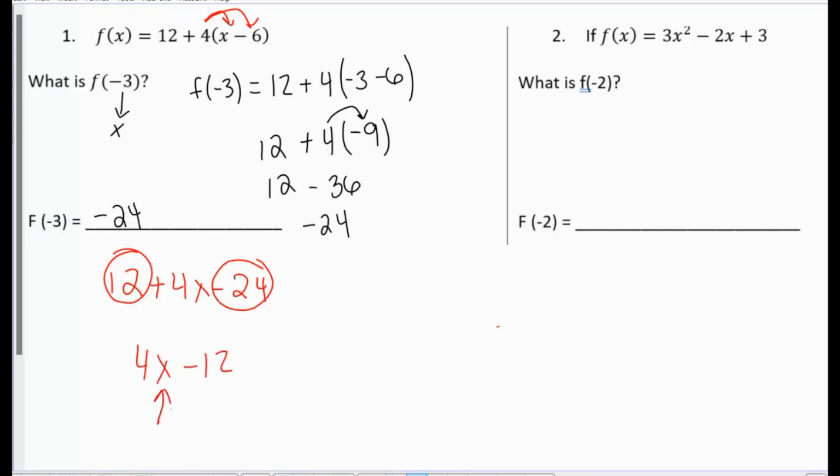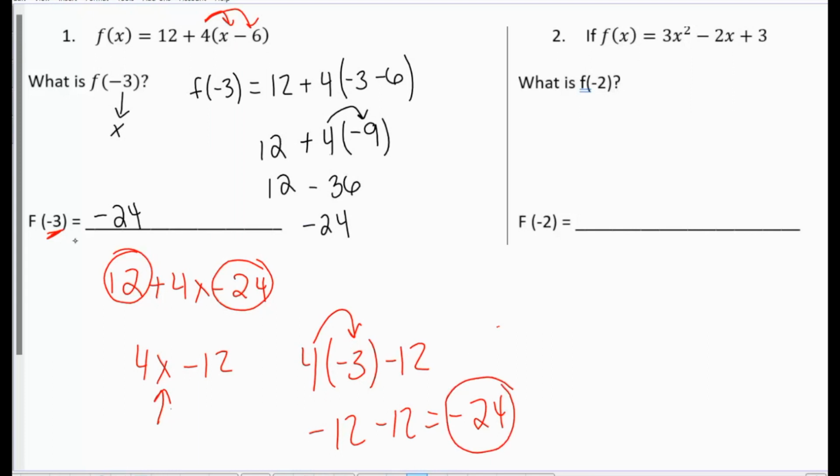And then we plug in our negative 3. So f of negative 3 equals 4 times negative 3 minus 12. We get 4 times negative 3 is negative 12, minus 12, negative 24. So either way you do it, you get f of negative 3 equals negative 24. That means if our input is negative 3, our output will be negative 24.